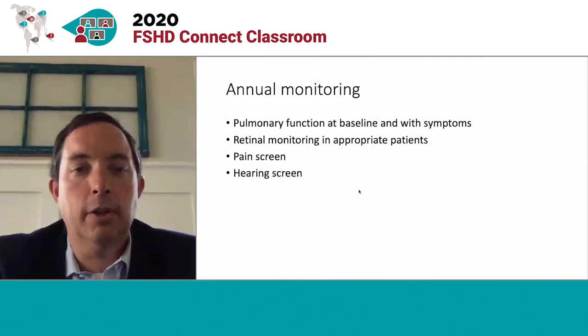In terms of clinical monitoring, it's important that you come and see a neurologist at least once a year, if not more, to check pulmonary function at both baseline and should symptoms develop that would make you think that you would want to check it. Retinal monitoring in appropriate patients, again, those with more severe repeat contractions, and we will often screen for pain and hearing loss during the clinic visit. Those are the important things that happen during that clinical visit, aside from getting more knowledge about the research possibilities that are ongoing.